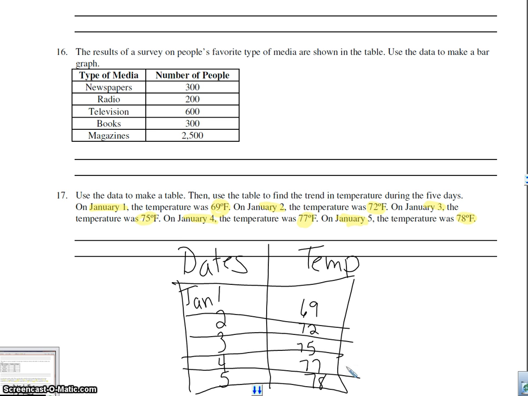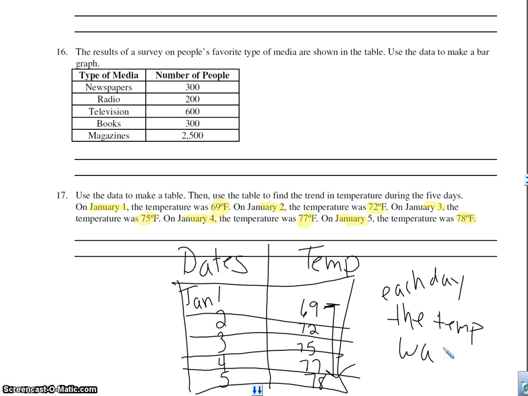Now, it wants us to use the table to find a trend. So some of the things we were talking about, when you look at the temperatures, the first things that come to your mind is, wow, that's a really warm January, or it's getting warmer the whole time. Look at that. They're getting higher. All those comments you make when you're reading it, or those first thoughts that pop in your head, those are trends. That's conclusions you're thinking. It went from 69 on January 1st to 78 on January 5th. So the trend would be each day the temperature got warmer. Was warmer or higher. Either one works.